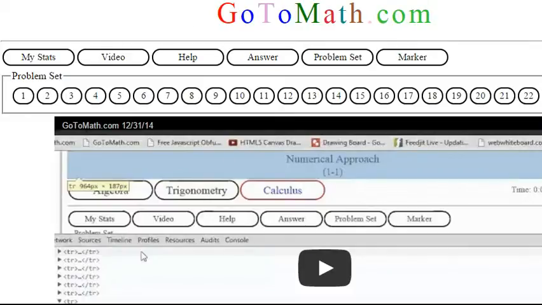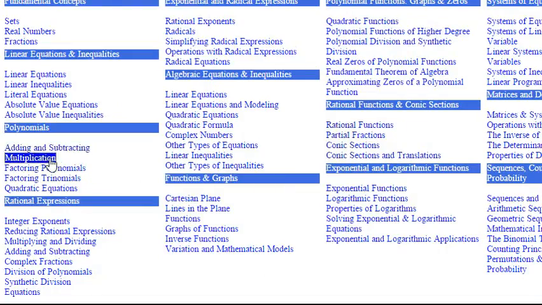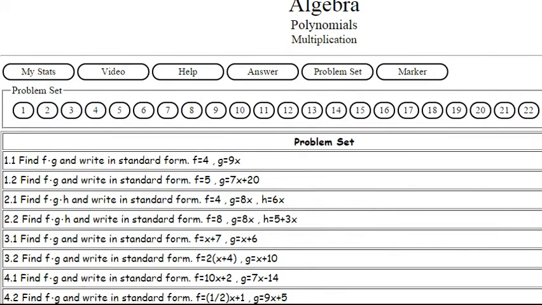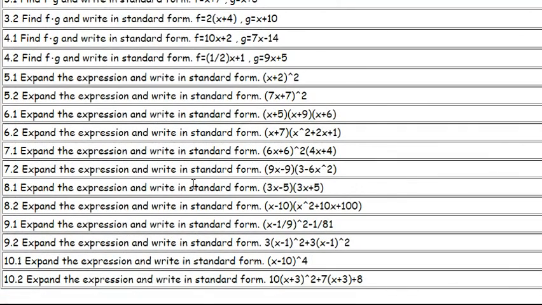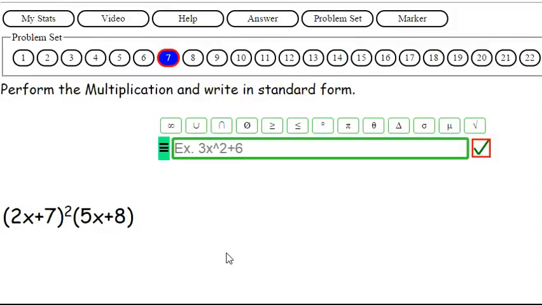Okay, we're at gotomath.com. Click on the algebra. Let's go down to multiplication and finish up this section, hopefully. I believe we are at 7.1. Alright, so it says perform the multiplication and write in standard form. Not sure why I have multiplication capitalized, but okay. So I'm writing this down.